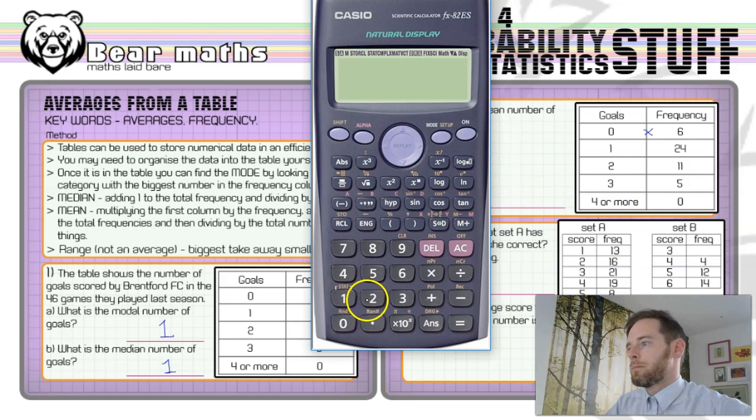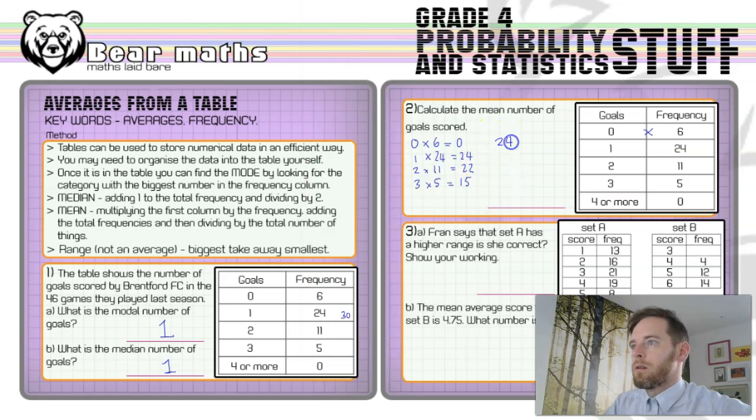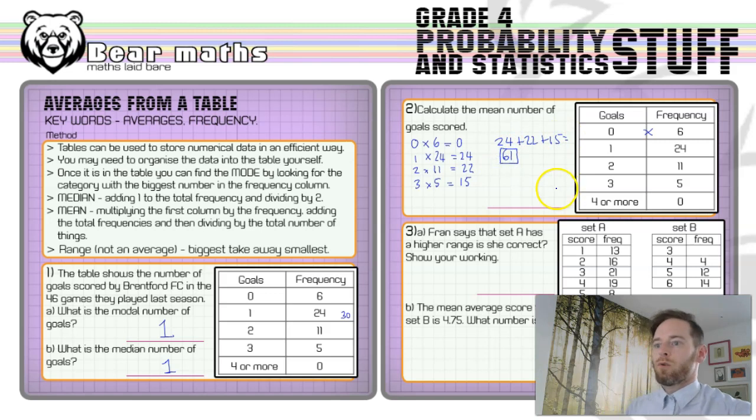Add them up. 24 plus 22 plus 15. Normally you'd see these on calculator papers. That equals 61. And there's our grand total of all the number of goals that were scored over the season for Brentford. And then what we can do is divide by the number of games that they played. Now remember that was 46, or you can remember by adding up the frequency, depending on the context of your question. You've got 61 divided by 46.